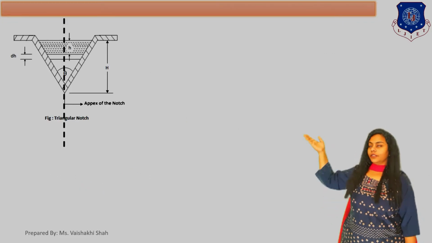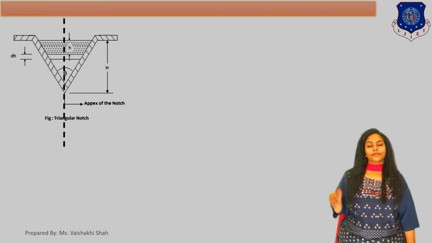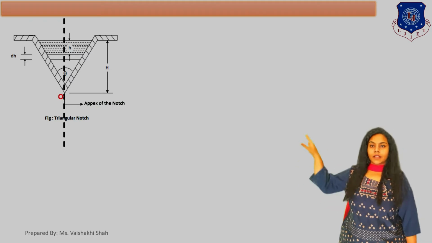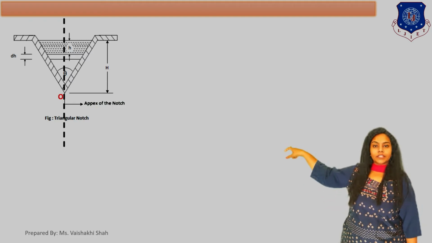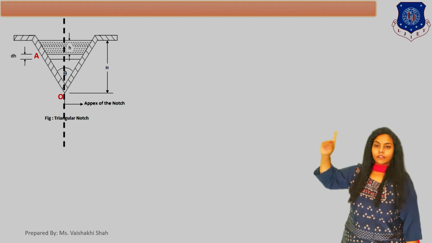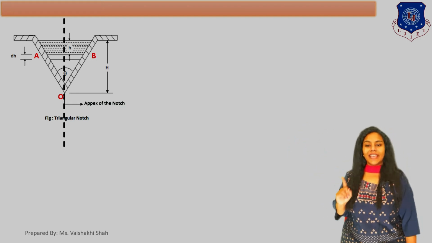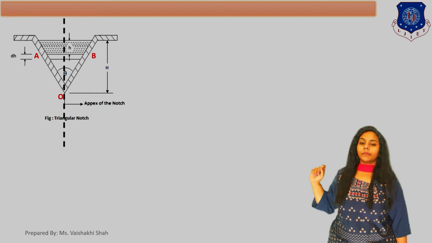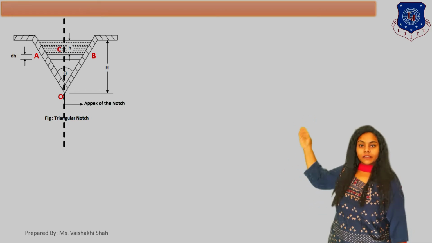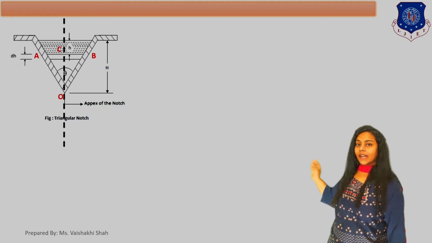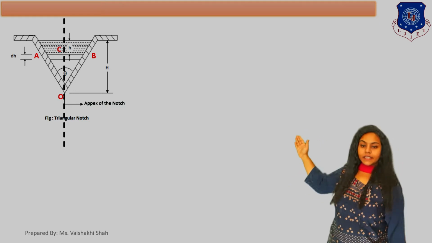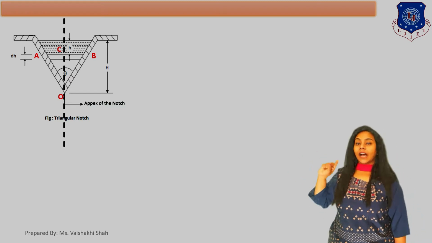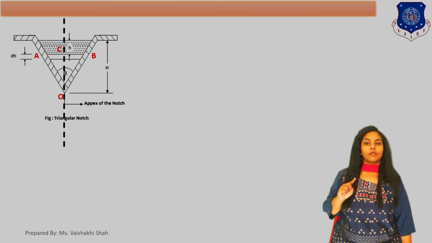Again this is your triangular notch. Now cut the notch from the center. The bottom point is indicated as O. One end of the strip is indicated as A and the other end of the strip is indicated as B, and the center, where the horizontal line cuts the vertical line, is point C. The thickness of the strip is dh and the height of the strip from the free surface is small h.